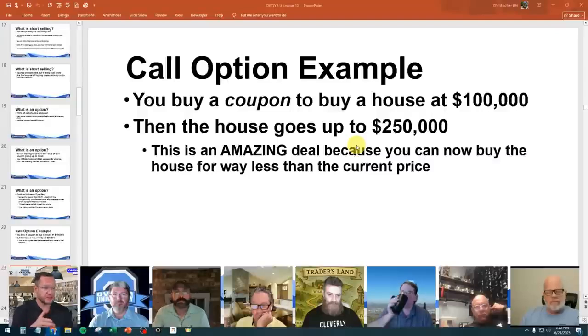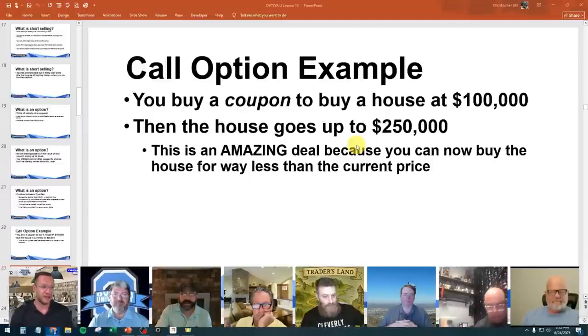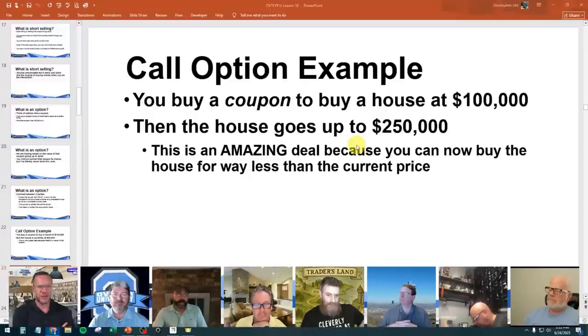But let's say Brad's house now goes up to 250. We're looking at this house that was 80. Things went crazy out in the market. Everybody's moving to Kentucky, bumping up housing prices like you can't imagine. And now that house is 250. How's that coupon look now, Brad? Yeah, that coupon looks fantastic now. Freaking yeah. Right? It's an amazing deal because now you can get into that house for a huge discount.